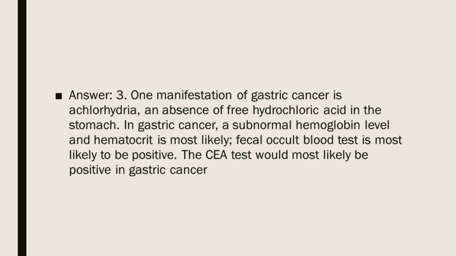Answer: 3. One manifestation of gastric cancer is achlorhydria, an absence of free hydrochloric acid in the stomach. In gastric cancer, a subnormal hemoglobin level and hematocrit is most likely, and the fecal occult blood test is most likely to be positive. The CEA test would most likely be positive in gastric cancer.